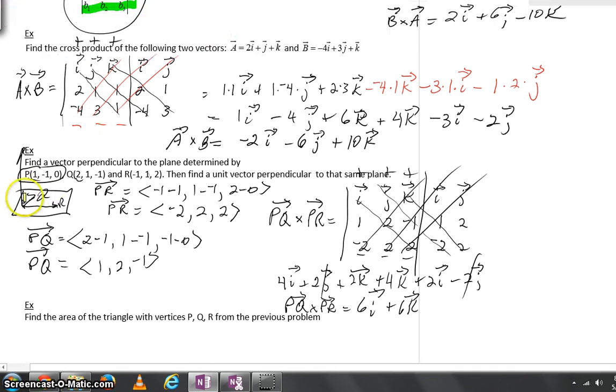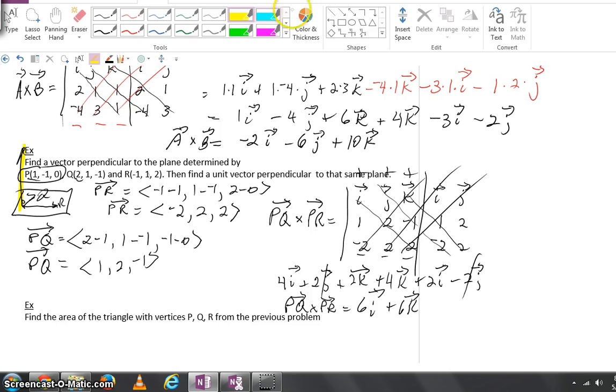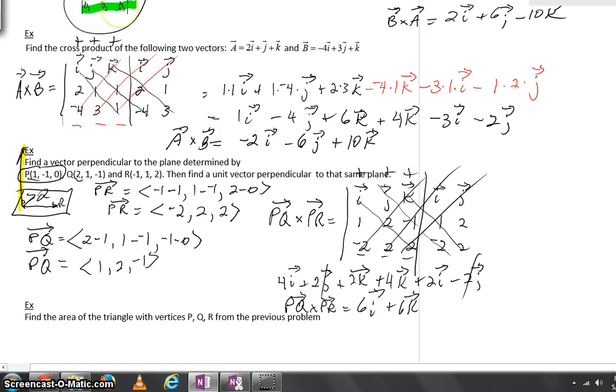And just something I want to point out, vectors found by cross products are always, always, always perpendicular to the two vectors in the cross product. So we're guaranteed that what you just found is a vector that's perpendicular to the plane. We're asked to find a unit vector perpendicular to the plane though. And certainly we have 6i plus 6k.